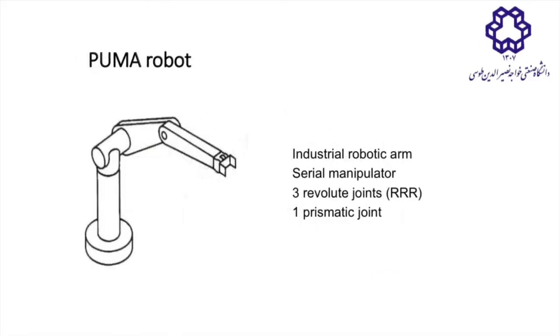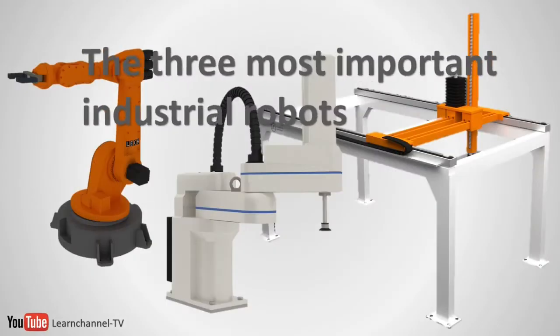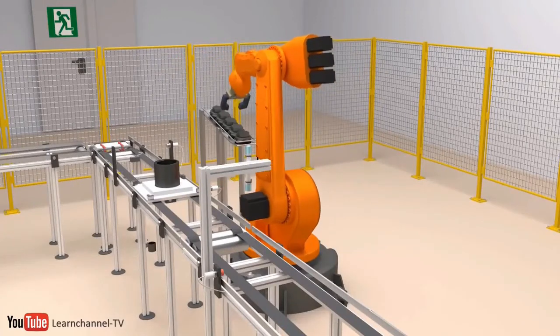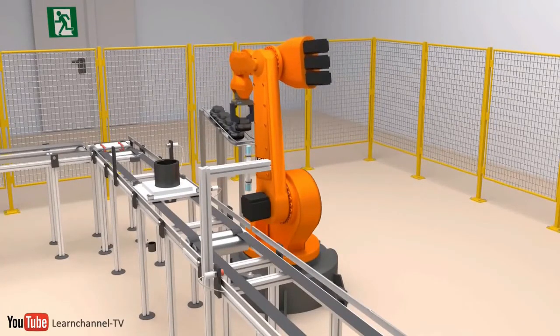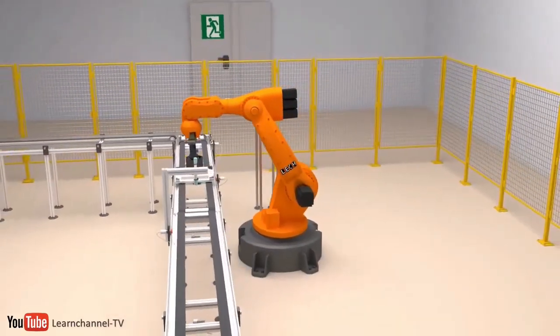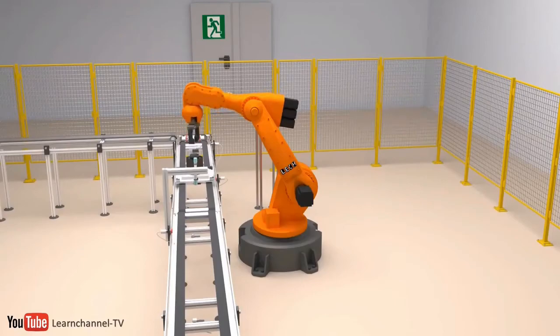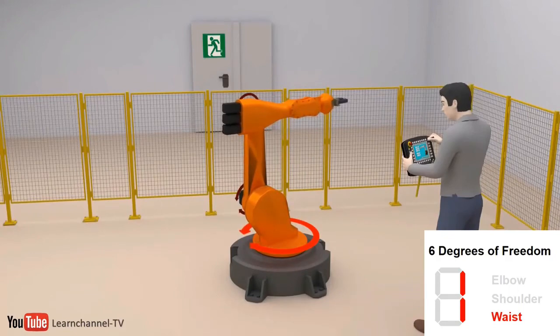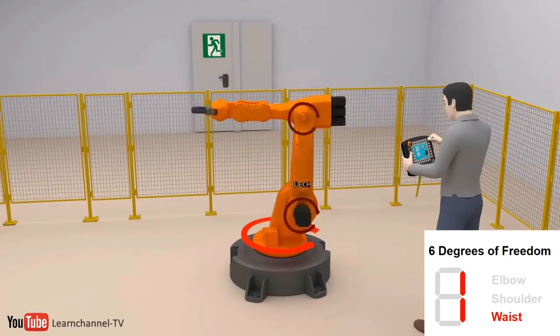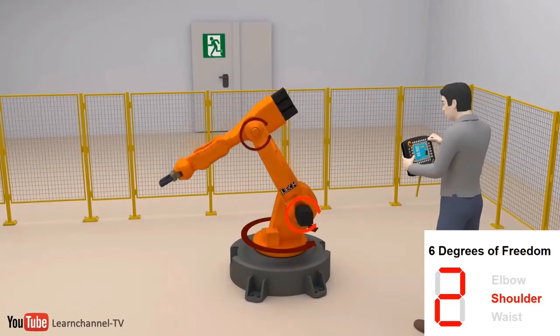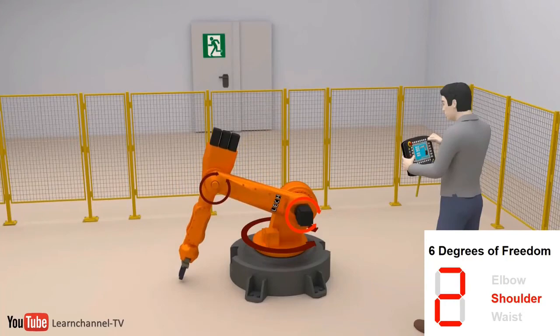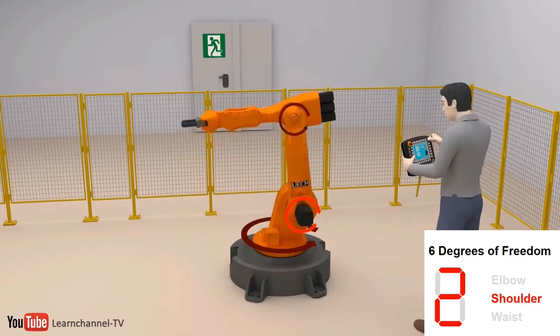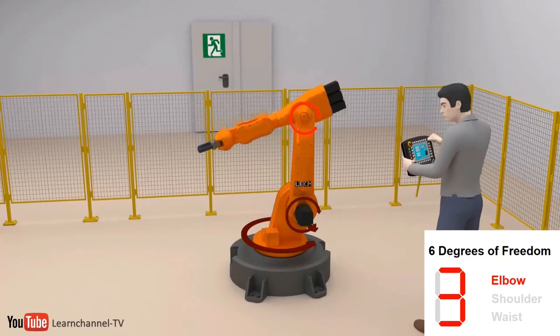I want to introduce the Puma robot, programmable universal manipulation arm. Let's watch this video on YouTube. This robot has three revolute joints, so this robot is a 3R robot. It's one of the most used industrial robots because of its high flexibility. You can see the man will drive each axis with its touch panel, so we get an impression of this robot. First axis drives the waist. The second axis moves the robot shoulder. The elbow of the robot is driven by the third axis.